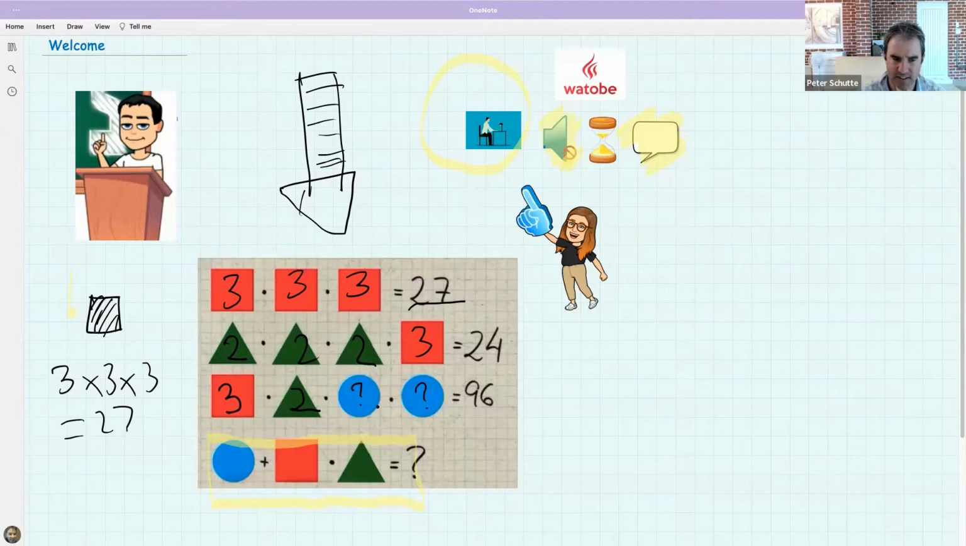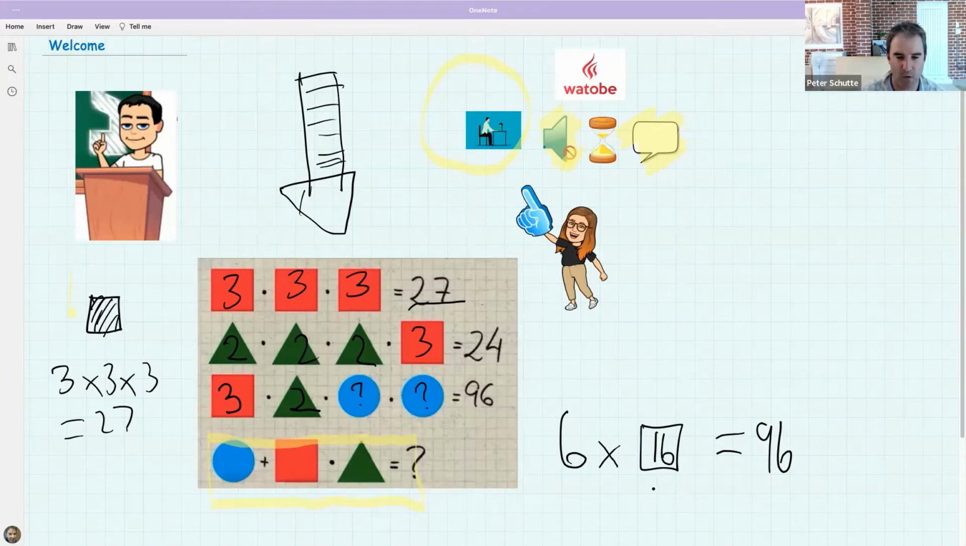Okay, I see some answers, 6, 4, etc. So I guess my brain was thinking 6 times something gives me 96. Well, I suppose I shouldn't even use a square. 6 times something gives you 96. But now, what is that something? I guess it's going to be 16. And then the question is, what 2 things multiply together to give me 16? It's going to be 4 times 4.